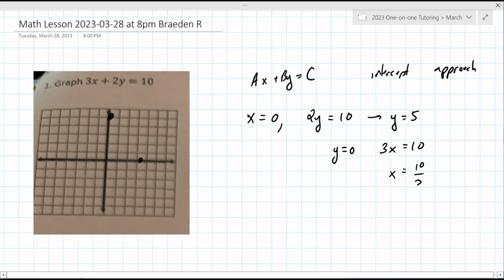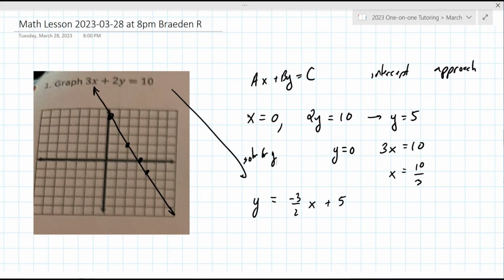So if you do solve it for y, you end up getting minus 3 halves x plus 5, and you can get better points. So you can go down 3, right 2, down 3, right 2. And you can see that that point that we have is on the line, but you get better points overall. So that's the way you'd want to do it, especially on standardized testing. You'd want to look ahead to see what actually works here.